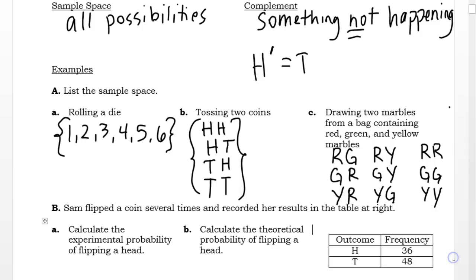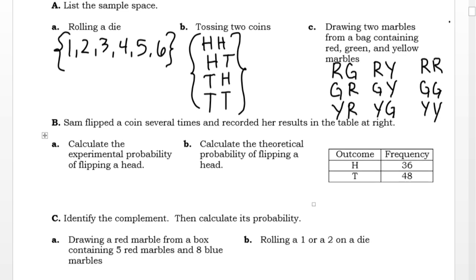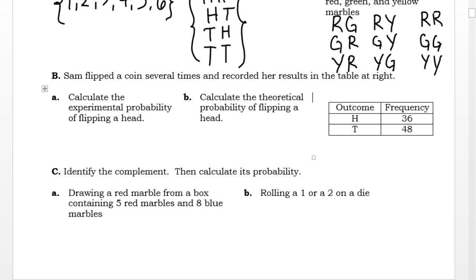Okay, letter B. Sam flipped a coin several times and recorded her results in the table at right. Calculate the experimental probability of flipping a head. This is just like what I was talking about earlier. Experimentally means we look at the total outcomes in the situation. There are 84 possible trials, and 36 of the trials resulted in a head. The theoretical probability just says look at the coin. How many possibilities are there when you flip a coin? And only one of those possibilities is heads.